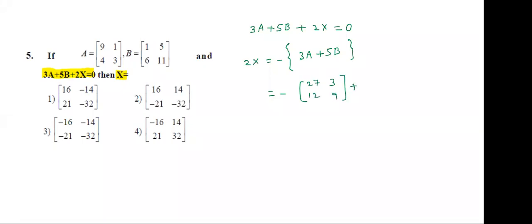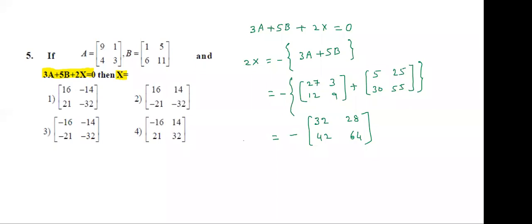Plus 5B. The B matrix, multiply each and every element with 5. Then we get 5, 25, 30, 55. Yes or no? Now these two matrices add the corresponding elements: 27 plus 5 is 32, 28, 42. Next 9 plus 55 is 64, 64. This is 2X.